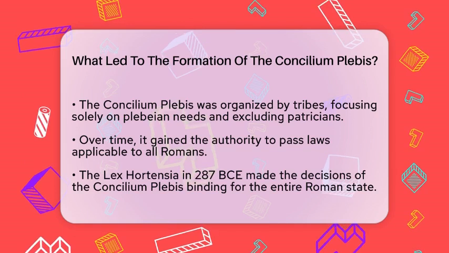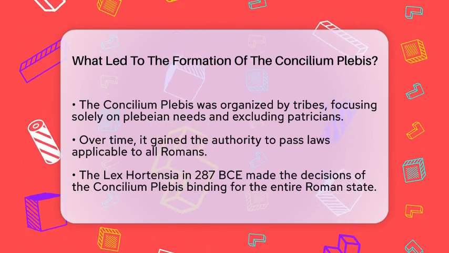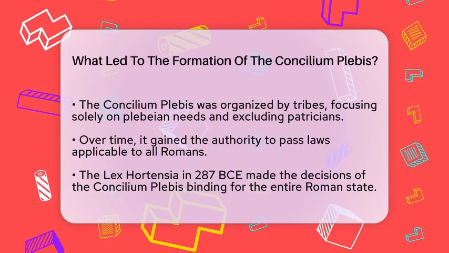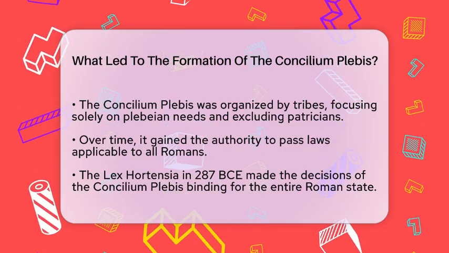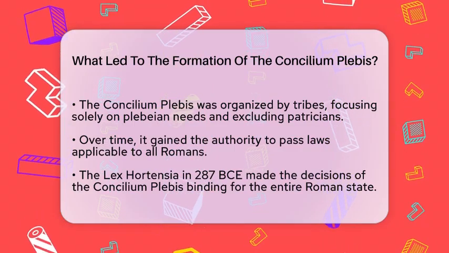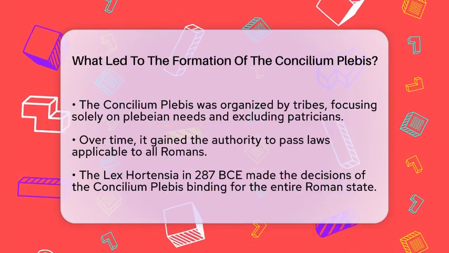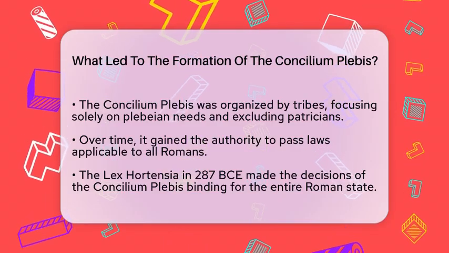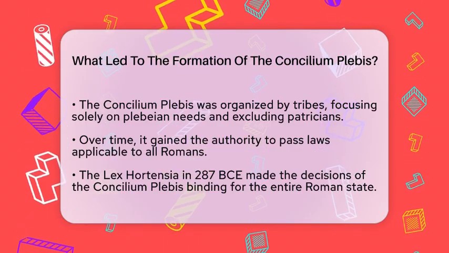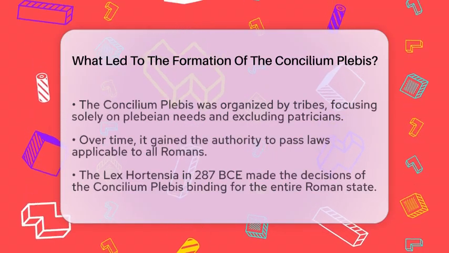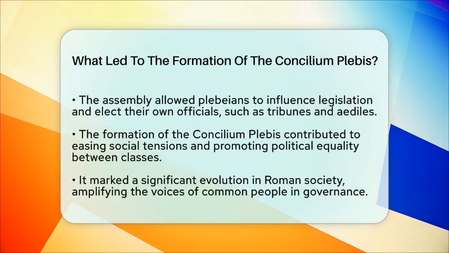However, the Concilium Plebis was unique because it excluded patricians and focused solely on the needs of the plebeian class. Over time, this assembly gained the power to pass laws that applied to all Romans. This change was solidified by the Lex Hortensia in 287 BC, which made the decisions of the Concilium Plebis, known as plebiscita, binding for the entire Roman state.